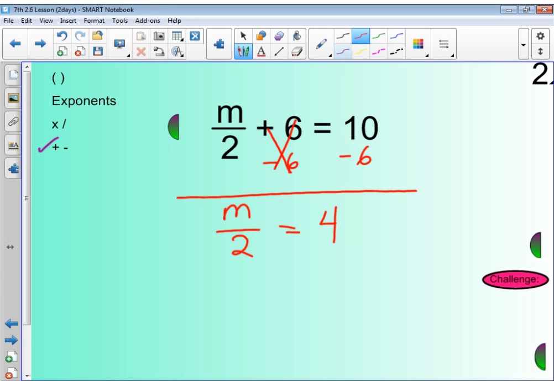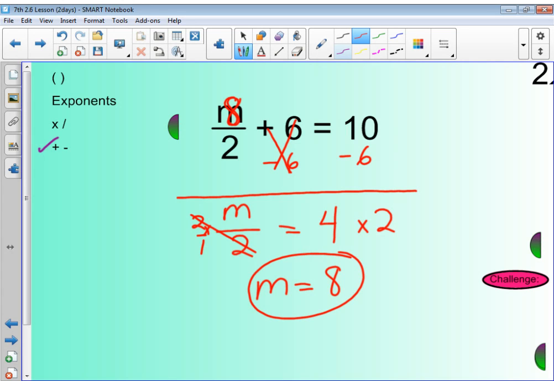Right now it's m divided by 2. The opposite is times 2. It cancels out because it's really 2 over 1 times 2. I just found out that m equals 8. If you want to check yourself, substitute it in and see if you get the answer of 10. So 8 divided by 2 is 4. 4 plus 6 does give me 10. So m equals 8 is the correct answer.